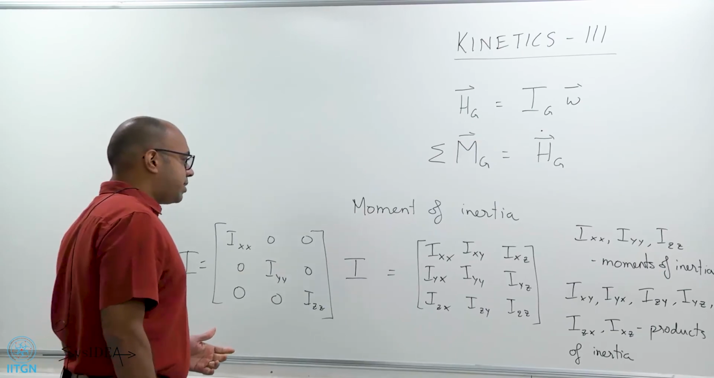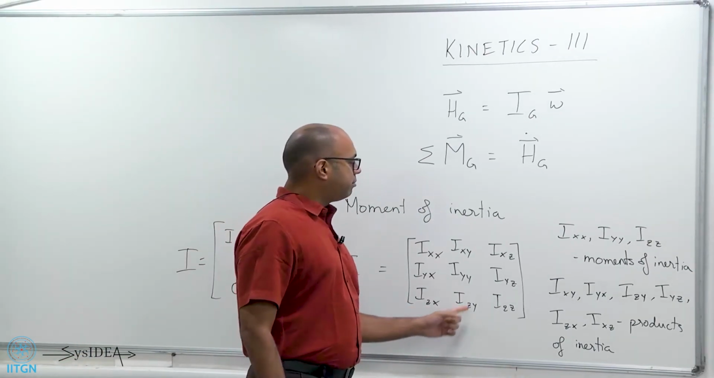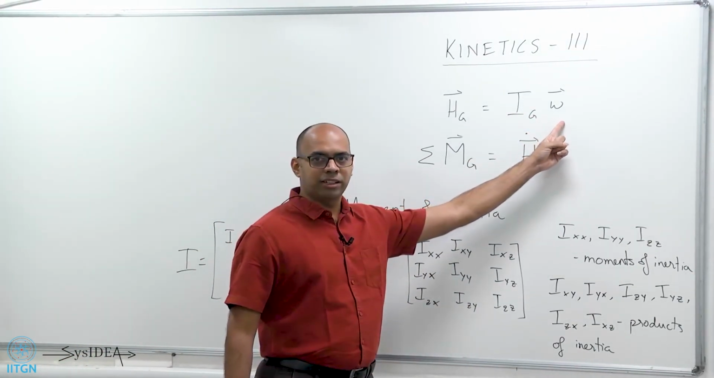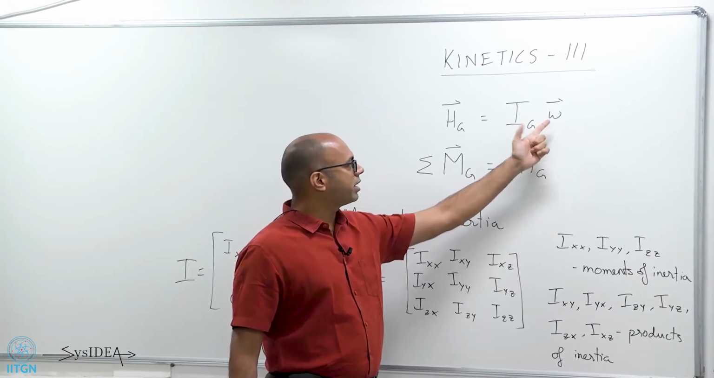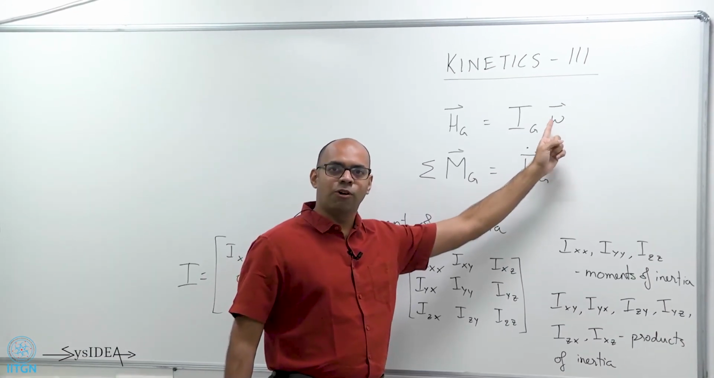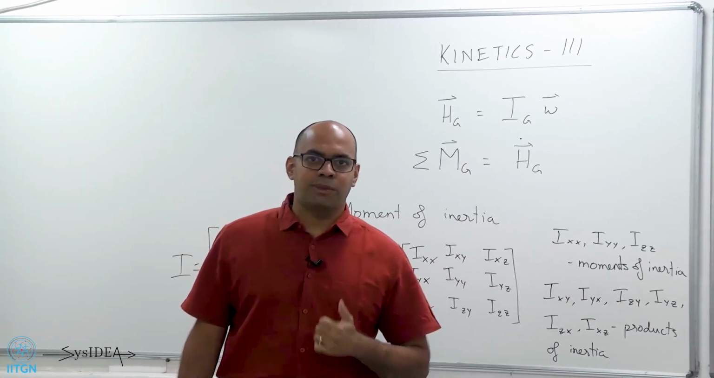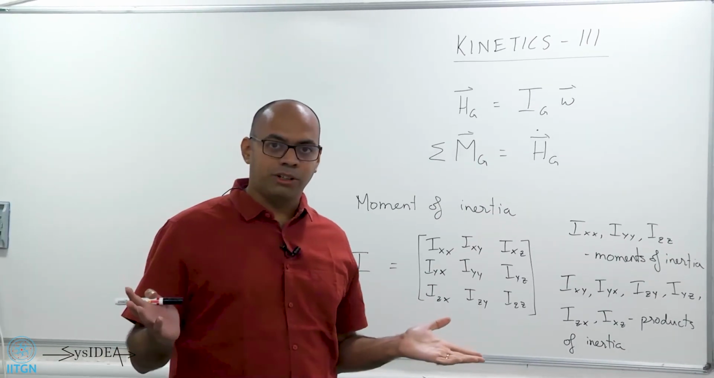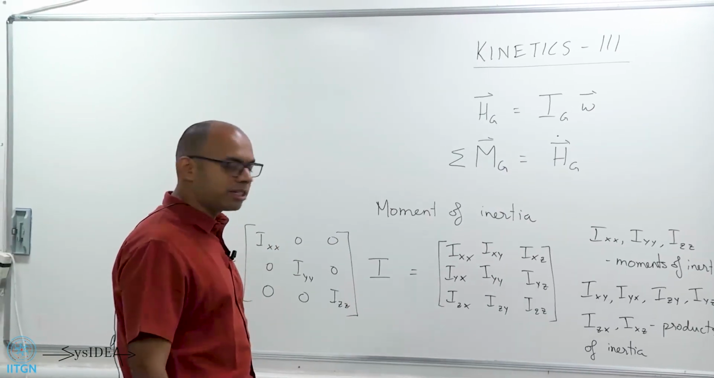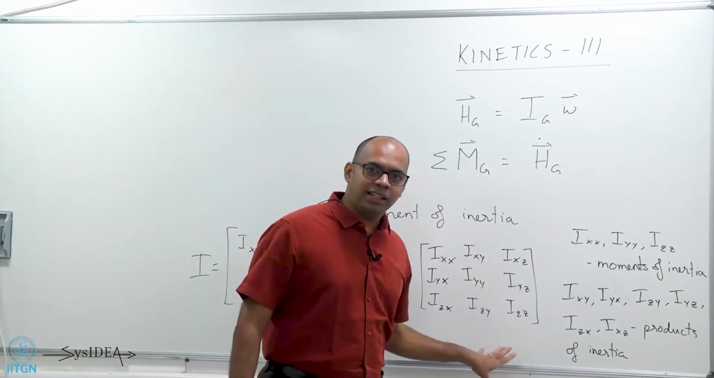Now this also helps us see that when you are multiplying a matrix times a vector, you can get a vector that is not collinear with the original vector. So you can see right away that the angular momentum and the angular velocity need not be collinear in the general 3-dimensional case. However, that's a mathematical explanation.